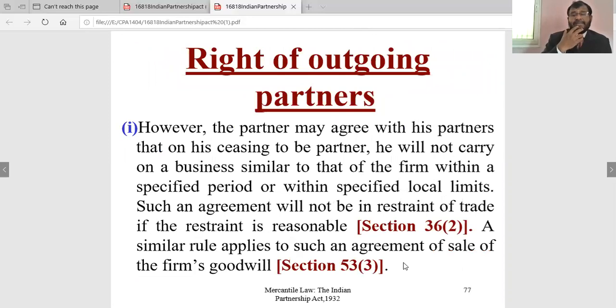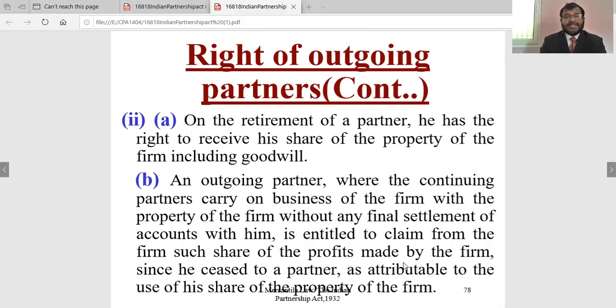However, the partner may agree with his partners that on his ceasing to be a partner, he will not carry on a business similar to that of the firm, that is, a rival business, within a specified period and within specified local limits. Such an agreement will not be in restraint of trade if the restraint is reasonable. Section 36, subsection 2 of the Indian Partnership Act 1932 deals with that. A similar rule applies to such an agreement on sale of the firm's goodwill also. Section 53, subsection 3 of the Indian Partnership Act deals with that.